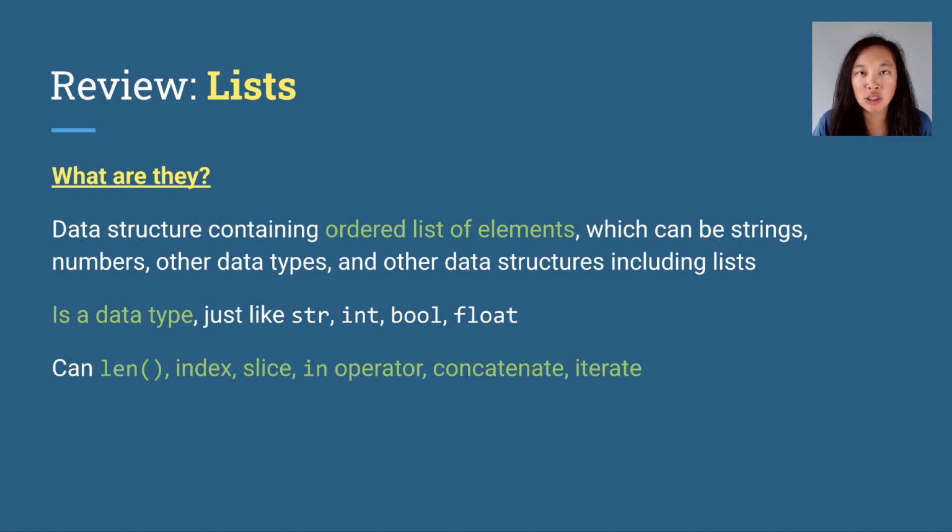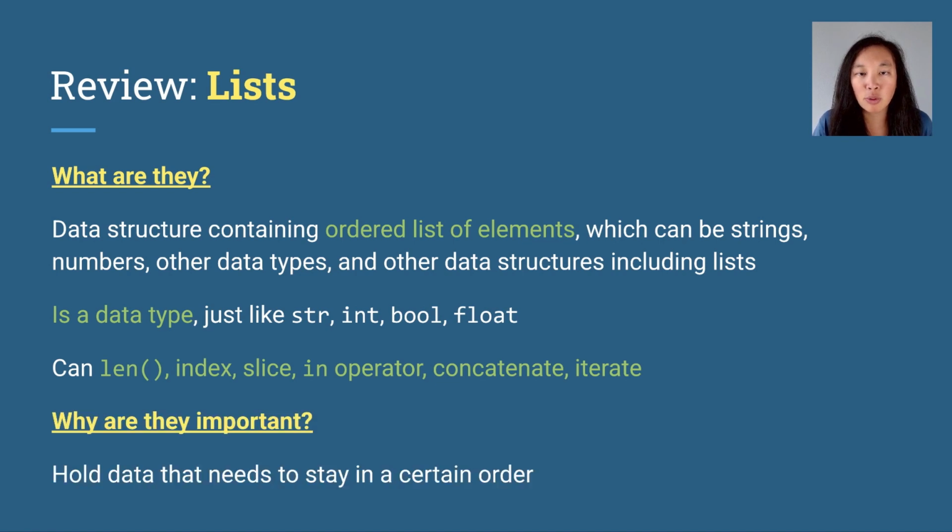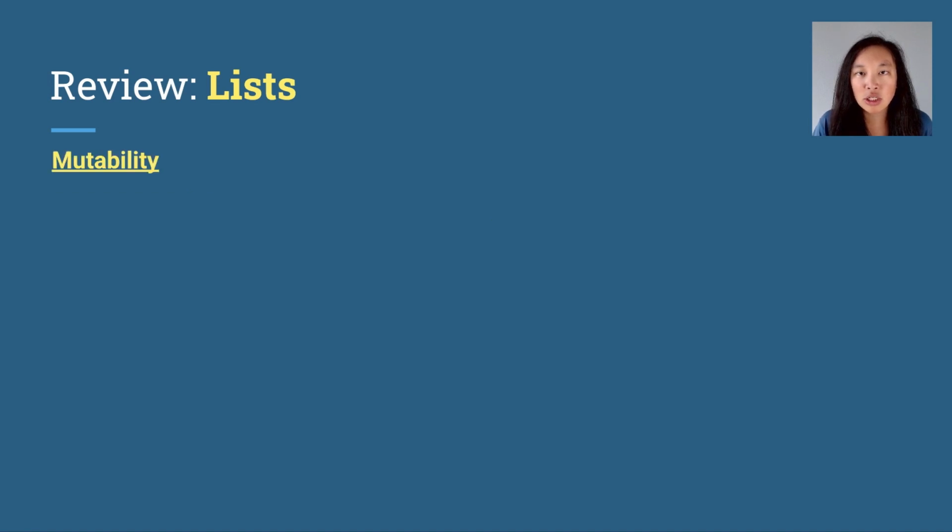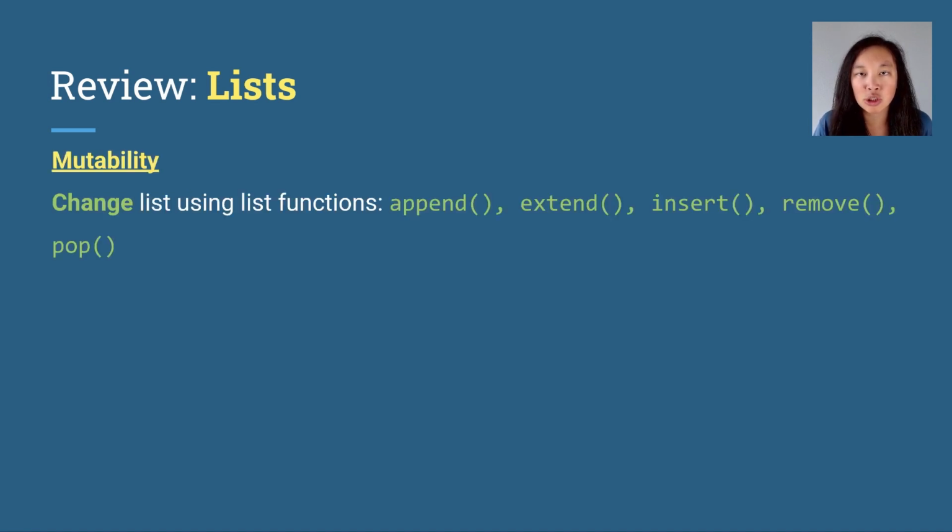And we talked about using the length function, indexing into them, slicing them, using the in operator, concatenating them, and iterating over them. Lists are important because they let us hold data that needs to stay in a certain order. We also talked about mutating lists, which means we change the items in the list, and we talked about append, extend, insert, remove, and pop.